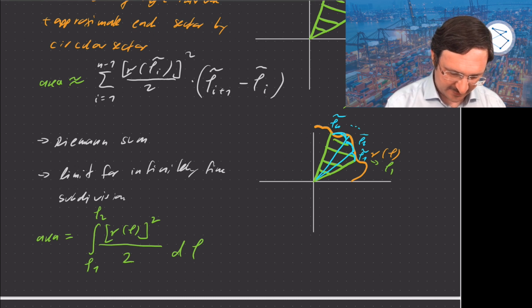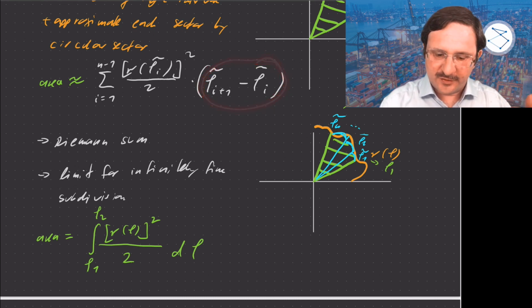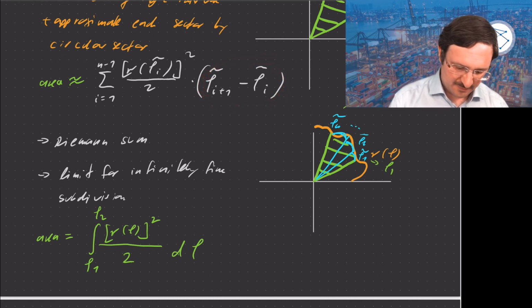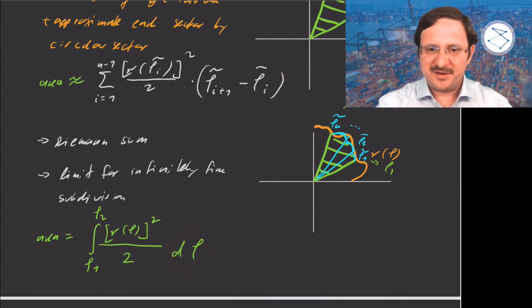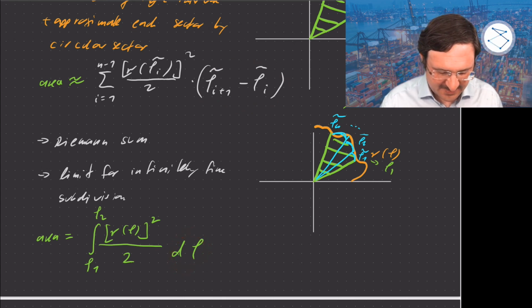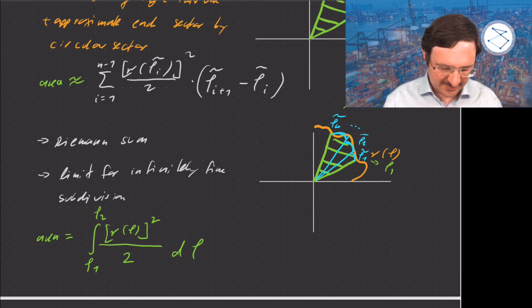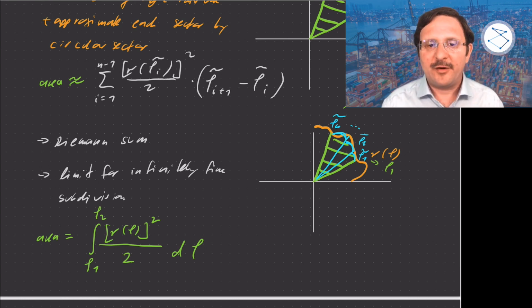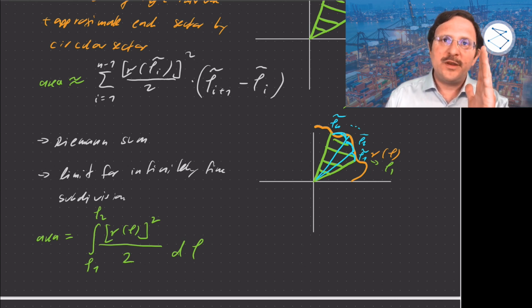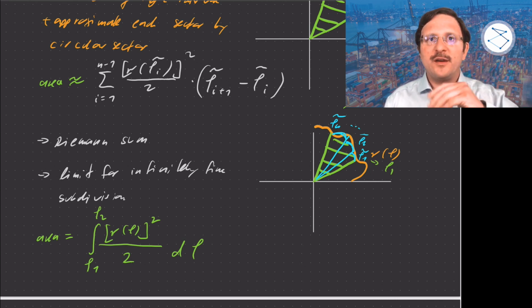Right, so basically this distance here becomes finer and finer in the limit and basically turns into this d phi element here. Okay? So this is where the integral comes from, roughly, without going into too many details. And that's the formula for the sector area covered by a polar curve between the two angles phi 1 and phi 2.